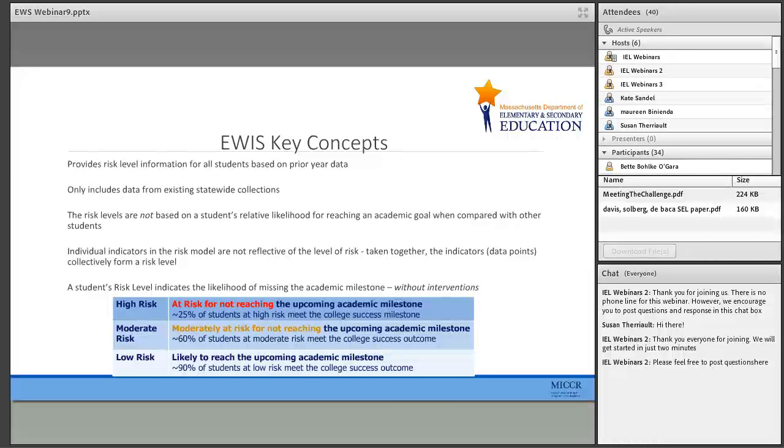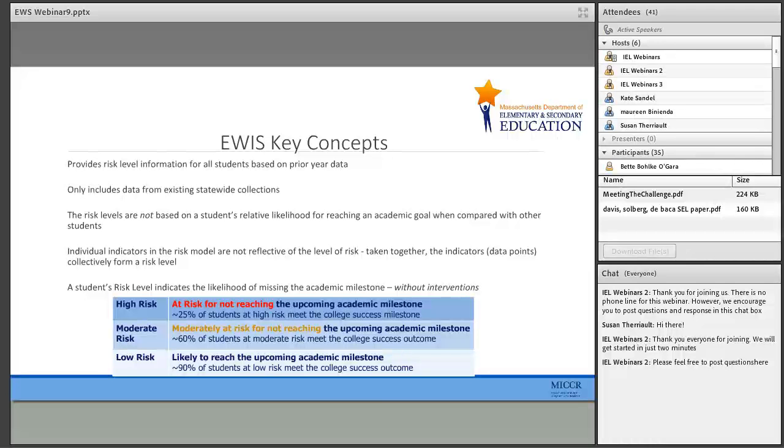And when we say a student is high risk based on historical information, they're really at risk of not reaching the upcoming academic milestone. We know fewer than 25% of those students meet the next milestone. So 3 out of 4 are missing it. For our moderate risk students, around 60% end up meeting the outcome, and in low risk, over 90% of those students meet the milestone.